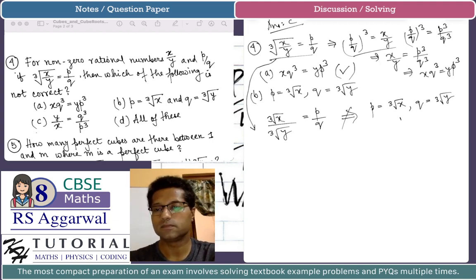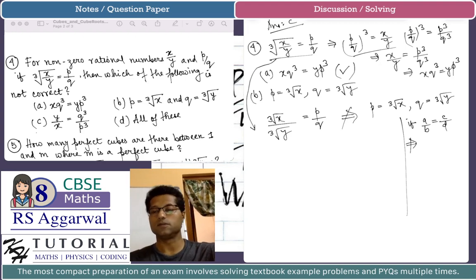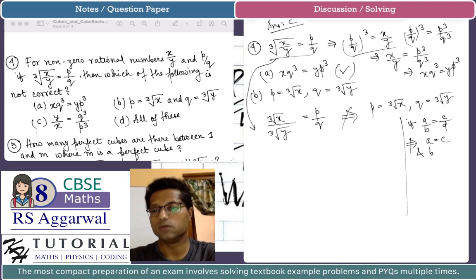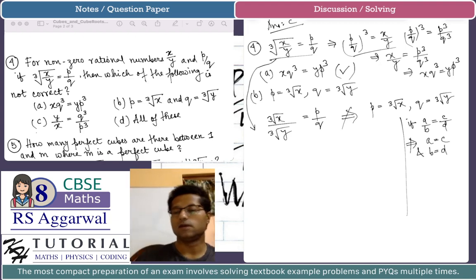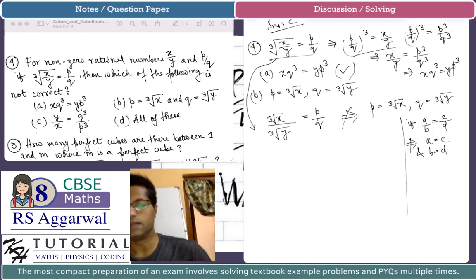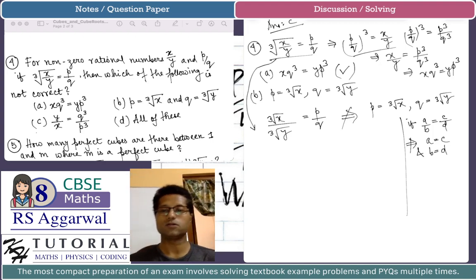Because the concept is, if a by b is a rational number and it is given to be equal to c by d, this does not imply that a equals c and b equals d. We cannot say that a equals c and b equals d if we know that a by b equals c by d. Similarly, if cube root of x divided by cube root of y is equal to p by q, we cannot say p equals cube root of x and q equals cube root of y.